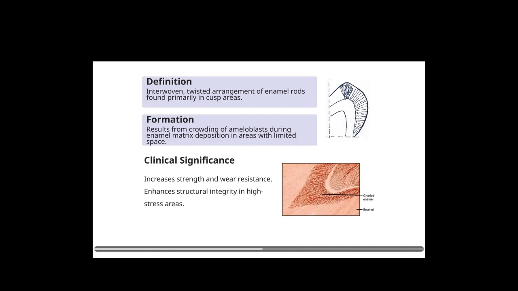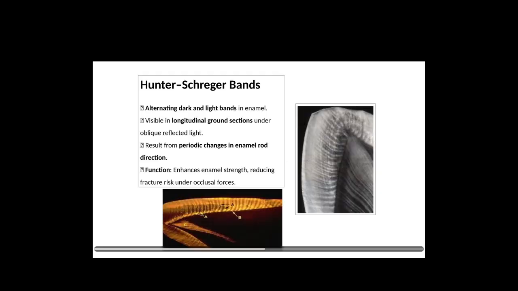Clinically, it enhances strength and wear resistance, bolstering structural integrity in high-stress regions. Hunter-Schrager bands are alternating dark and light bands in enamel, visible in longitudinal ground sections under oblique reflected light. They result from periodic changes in enamel rod direction, enhancing enamel strength and reducing fracture risk under occlusal forces.